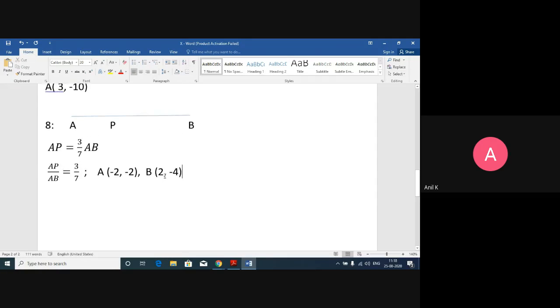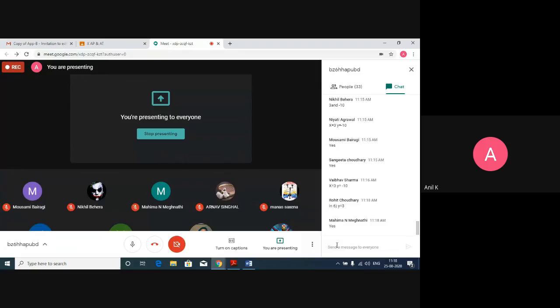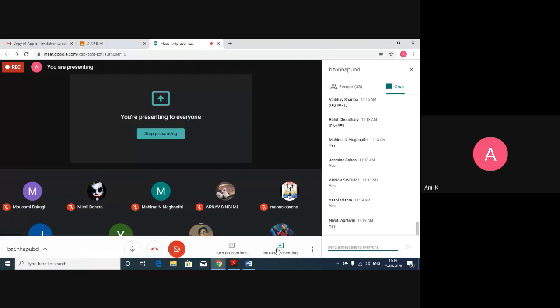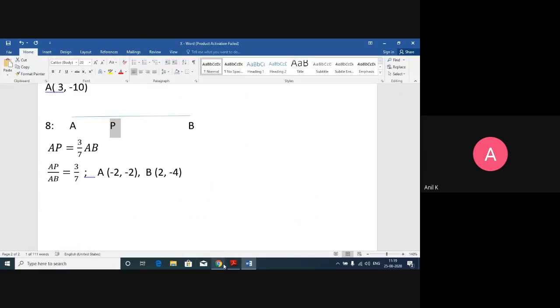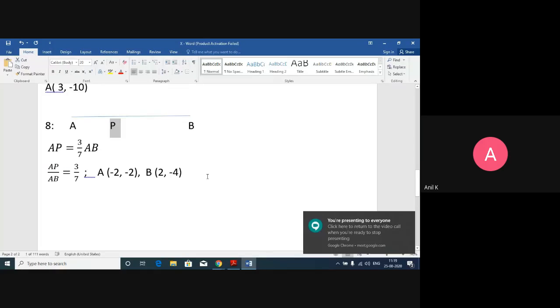So can I apply the section formula now directly? We have to find the coordinates of P. That is what the question asks, right? Find the coordinates of P such that the line segment AB is divided in the ratio 3:7. Can I apply the section formula now, or is there any difficulty? By taking the ratio as 3:7, we can apply the section formula, right? That's what you are saying. So, it is wrong.